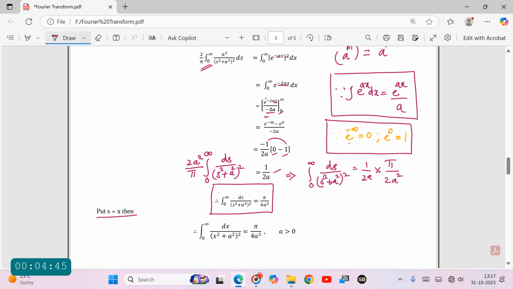But in our problem they ask in terms of x. So put s equal to x. Then integral 0 to infinity dx by (x square plus a square) the whole square equals pi by 4a cube. Thank you.